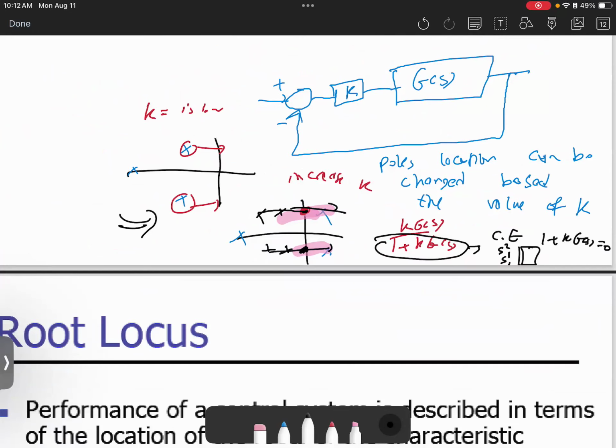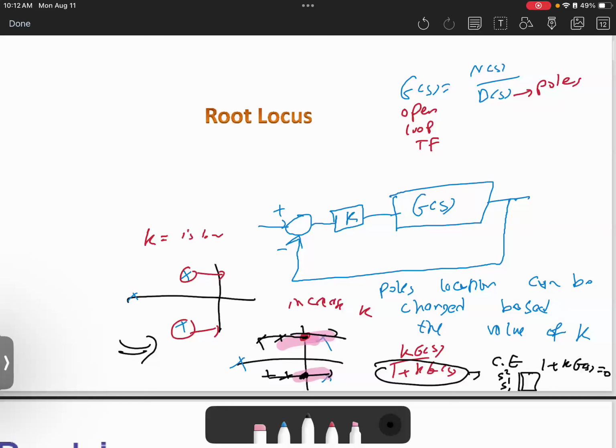So basically, in the previous lectures, we said two important things. The first thing, the poles location can be changed by changing the value of K. And the second observation, if you keep increasing K, it can lead to an unstable system. Therefore, in order to determine the critical value, the maximum allowable value of K to keep the system stable, we need to use Routh-Hurwitz.